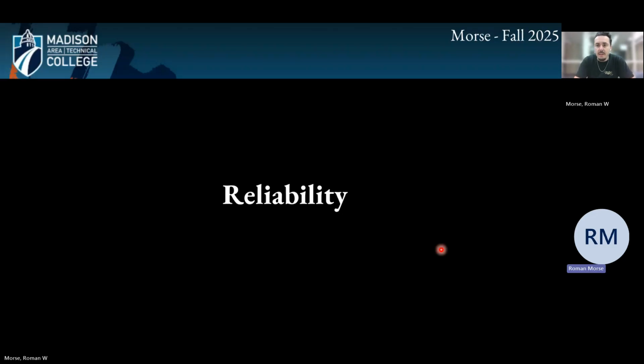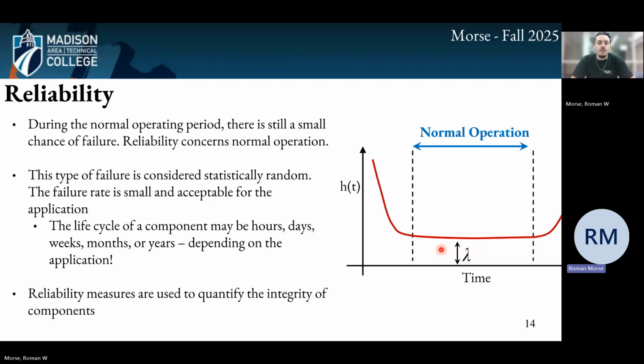All right, now let's talk about reliability. During the normal operating period, there is still a small chance of failure. This is the lambda we were talking about earlier. I have B, the little section B, labeled here as normal operation. So the idea of reliability concerns the normal operation period of a component life cycle.